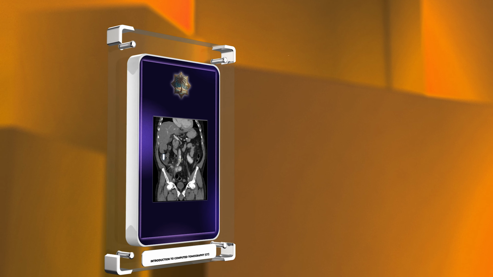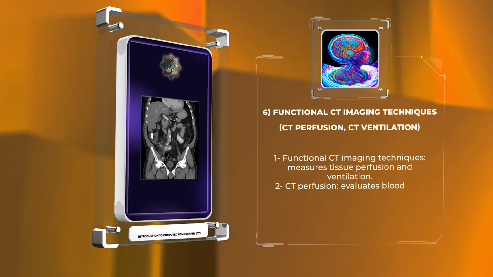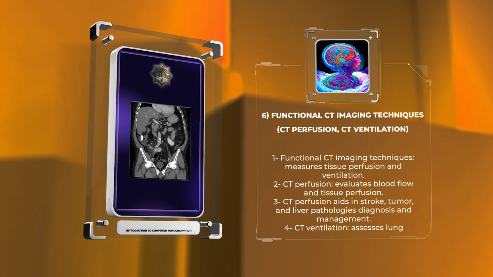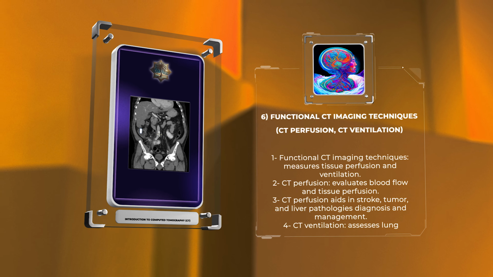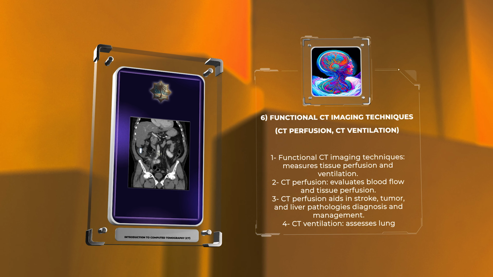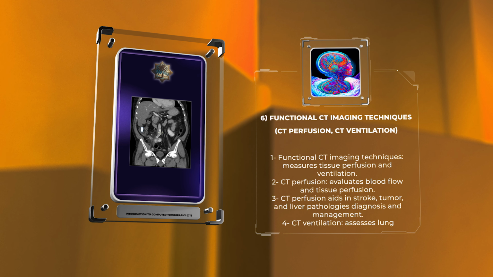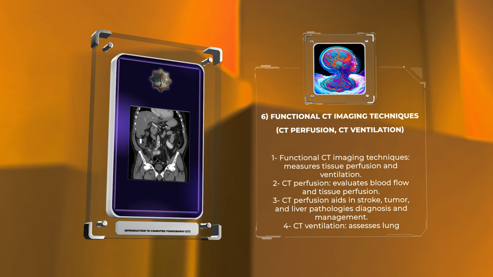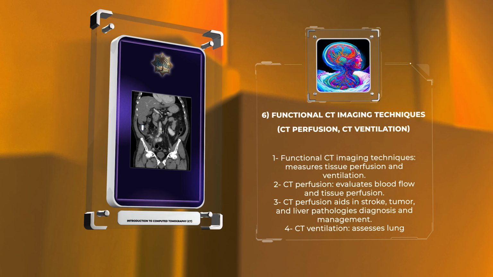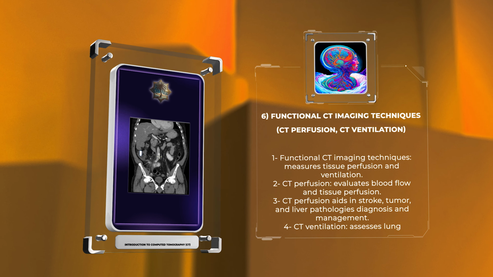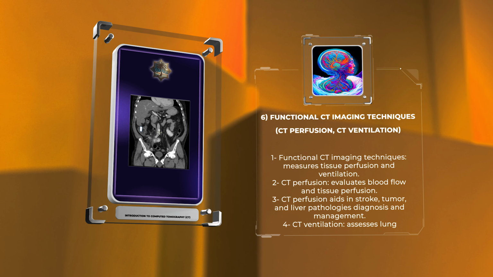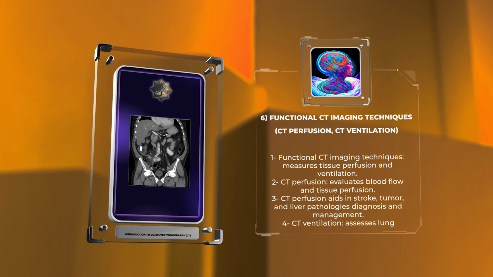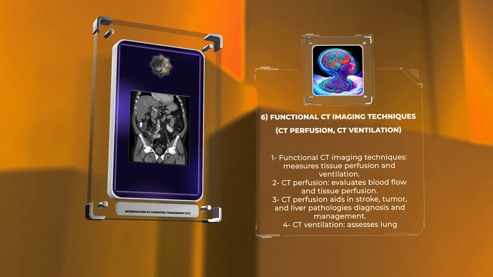Functional CT imaging techniques provide valuable physiological information by measuring tissue perfusion and ventilation. CT perfusion evaluates blood flow and tissue perfusion in various organs, such as the brain and liver, aiding in the diagnosis and management of stroke, tumors, and liver pathologies. CT ventilation, on the other hand, assesses lung function by measuring the distribution of inhaled air and ventilation patterns. These functional CT techniques enhance our understanding of organ physiology and assist in disease assessment.